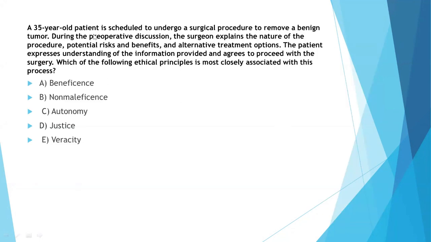So a 45-year-old patient is scheduled to undergo a surgical procedure to remove a benign tumor. During the preoperative discussion, the surgeon explains the nature of the procedure, potential risks and benefits, and alternative treatment options. The patient expresses understanding of the information provided and agrees to proceed with the surgery. Which of the following ethical principles is most closely associated with this process? Beneficence, non-maleficence, autonomy, justice, or veracity?